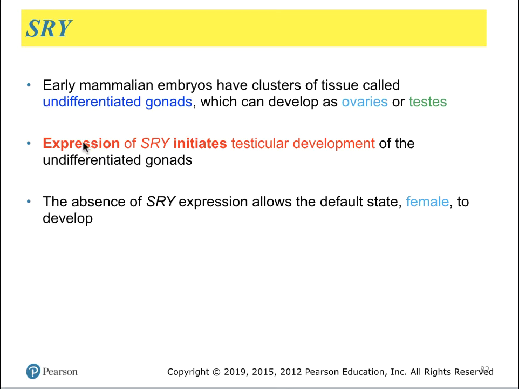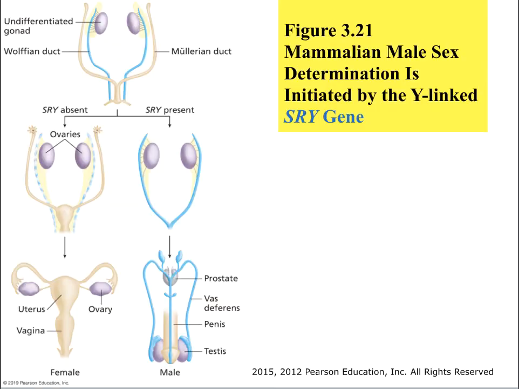In the absence of the expression of this SRY gene, the default pathway is to develop into a female, and that's indicated here. So this is the default pathway, and this only takes place if that gene is activated. Now you can see what could happen. Somebody could be genetically XY, but they could have a mutation in the SRY gene and not activate the transcription factor, and therefore they will develop this way.